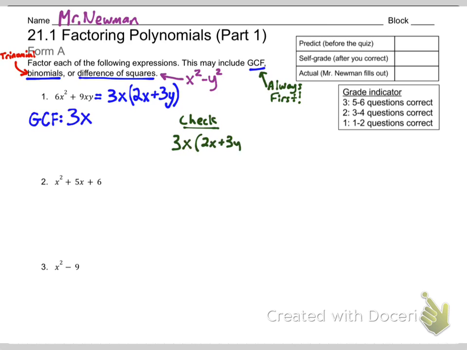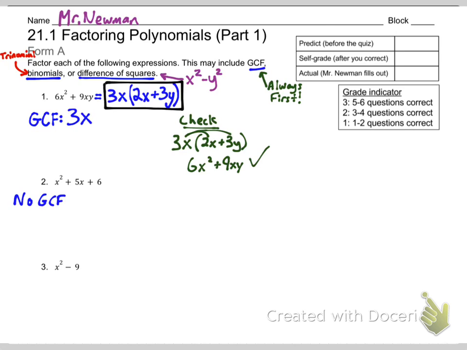How do you check your work? We distribute it and multiply it back out. So when you distribute 3x to both of those expressions, you'll see that you get 6x squared plus 9xy. This is a really good technique to use if you're not sure of the answer, but I would recommend that everyone be checking their work on this quiz, because it should be a pretty fast quiz. That right there, 3x times parentheses 2x plus 3y, is the answer.